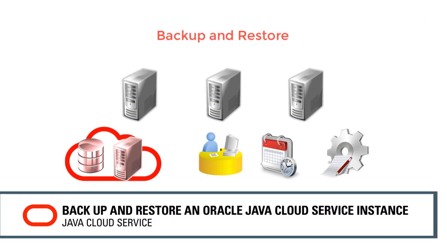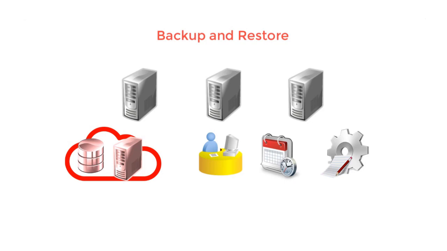Backing up your Oracle Java Cloud Service instance ensures data integrity and security. Java Cloud Service provides two mechanisms for backing up your data, on demand and scheduled. You can configure regularly scheduled backups to occur at preset times and backup pre-selected data. Or you can initiate a backup on demand, which is useful after making major changes to your service instance.